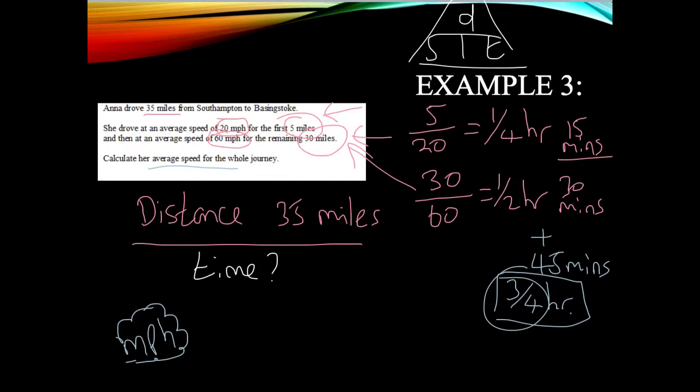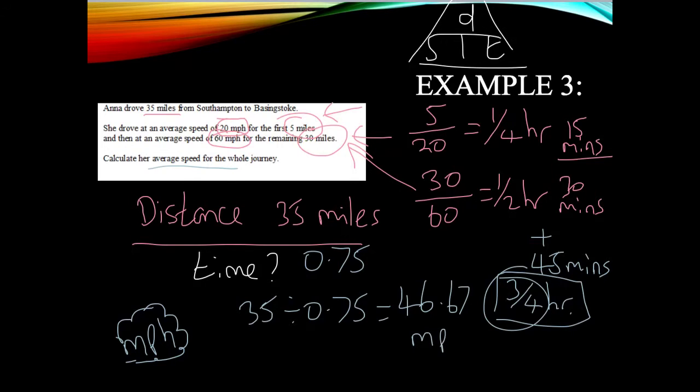Or you might prefer to turn it to a decimal, in this case 0.75. And on your calculator you can do 35 divided by 0.75 and get an answer, which works out to be 46.67 miles per hour. So our average speed for the whole journey is 46.67 miles per hour. That's not a number that you can guess at by looking at this information here. So you're going to have to have worked it out, and working it out in a very methodical way, breaking it down.